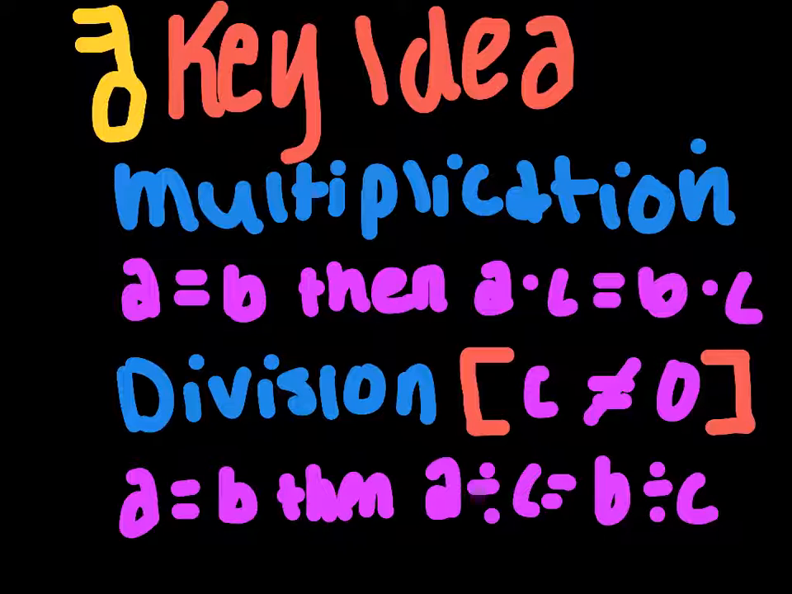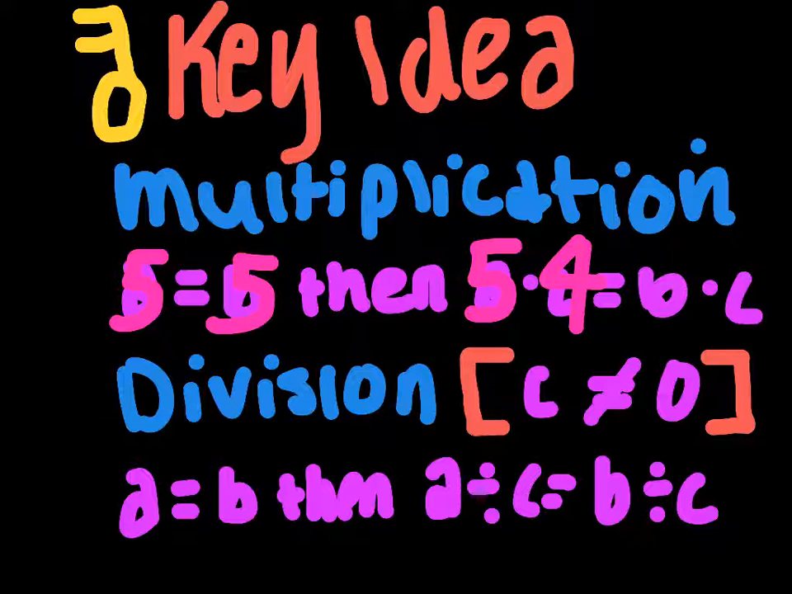Alright, today's key ideas. The multiplication property of equality. Multiplying each side of an equation by the same number produces an equivalent equation. So you learned that an equivalent equation is one that equals each other. So let's use the numbers we used last time. If A is 5 and A equals B, then that means B would be 5. So then A, which is 5, times C, which is 4, equals B, which is 5, times C, which is 4. 20 equals 20? Yep, so they are equivalent equations.